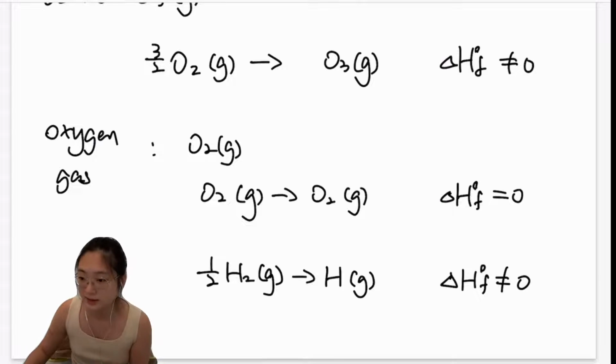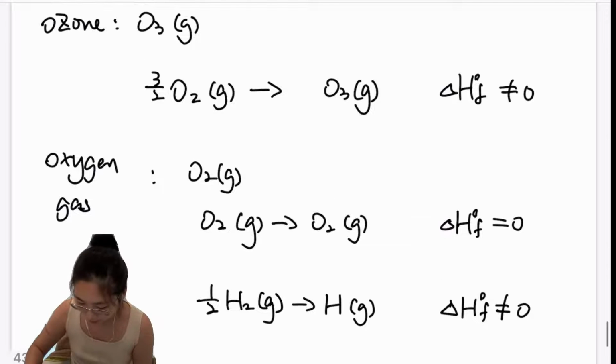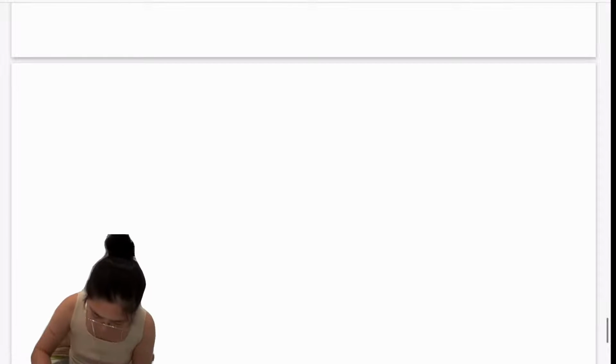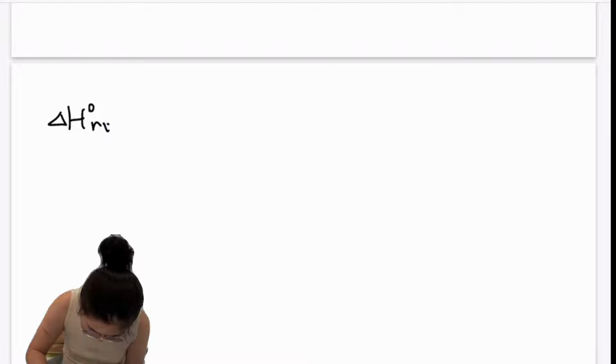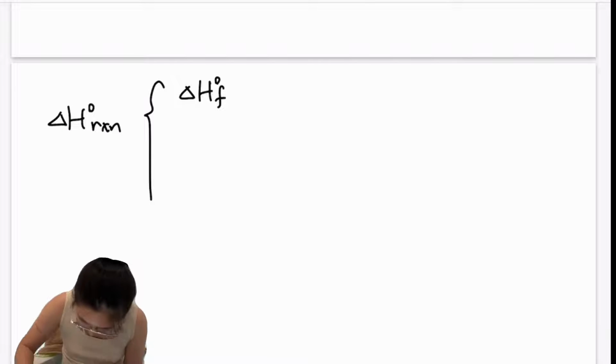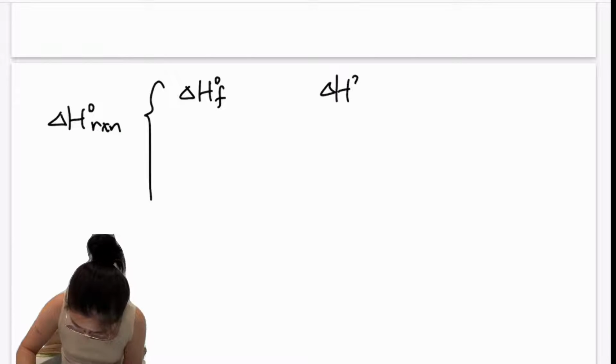Okay, so that's how we use the enthalpy change of formation to find the enthalpy change of a reaction. Now let's talk about bond enthalpy. There are two different ways to find the enthalpy change of a reaction. One is by using the enthalpy change of formation, and you always do the products minus the reactants.